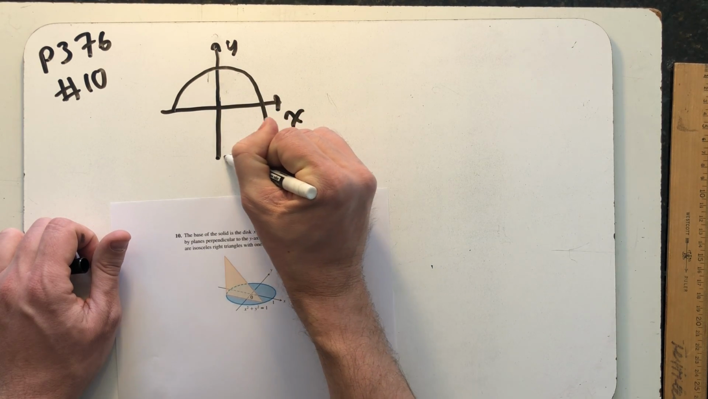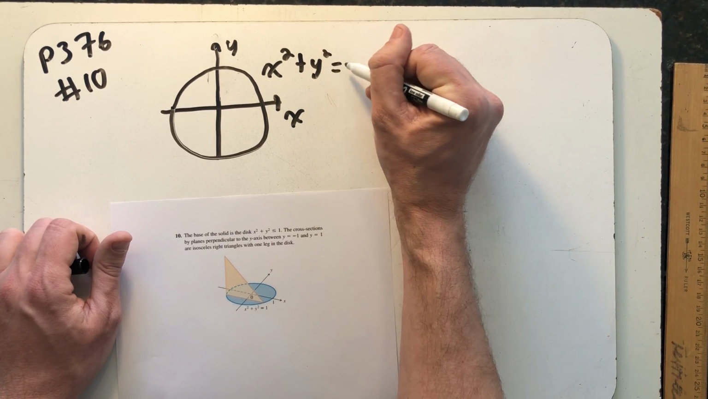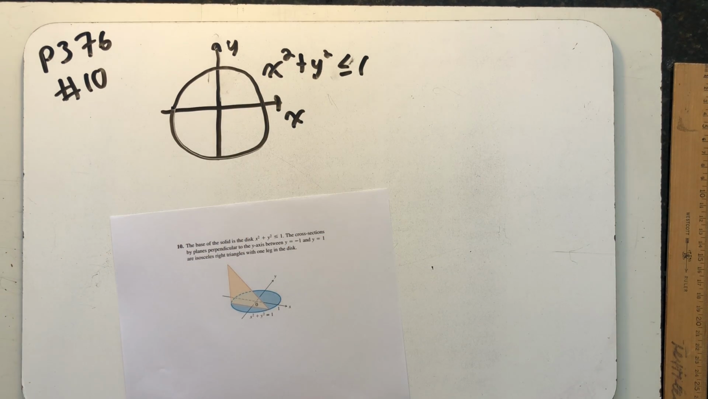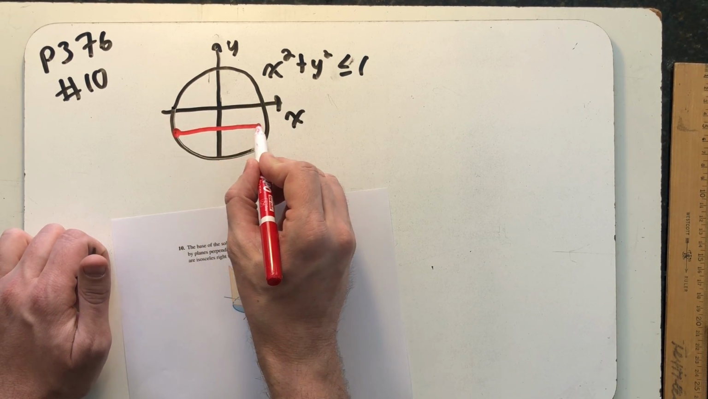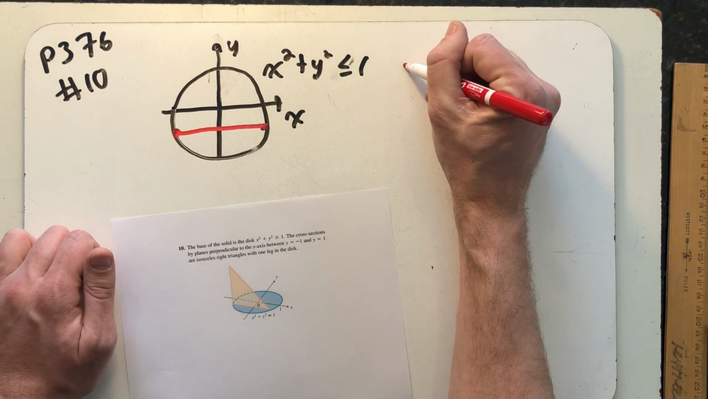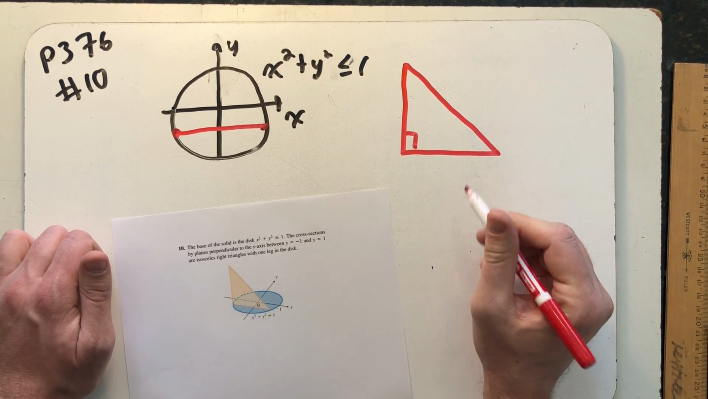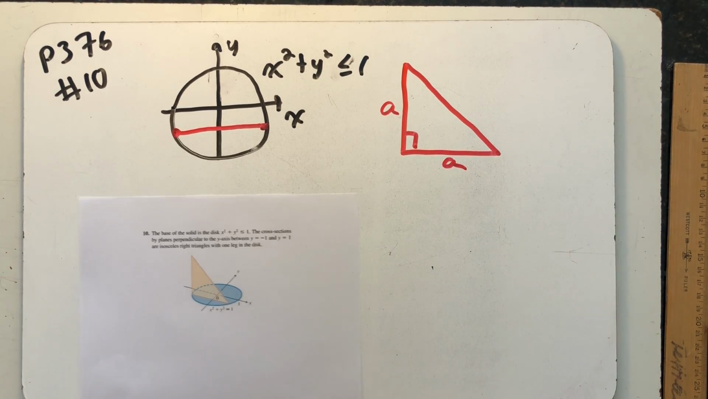So here's my circle, x squared plus y squared equals 1. It's the disk, so I'm not going to shade it in, but I'll write what they did, less than or equal to 1. All right, and I'm thinking about bases that run from one side of the circle to the other, perpendicular to the y-axis. Well, that triangle would look like this. I'm told it's an isosceles right triangle, so this side length has to match this side length.